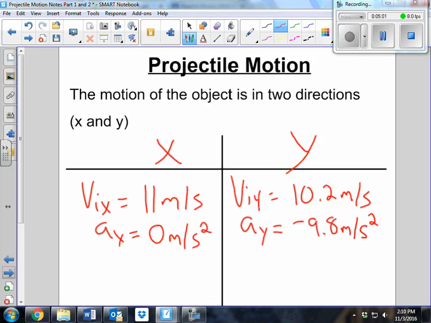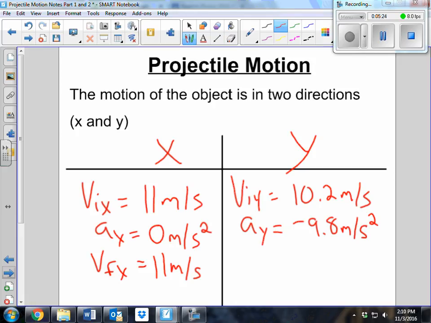Because we have no acceleration, we have no change in velocity. So my final velocity in the x is 11 meters per second. Ladies and gentlemen, that number doesn't turn negative. It didn't magically start going the opposite way. I say that because a lot of students will put that number as negative for some reason.